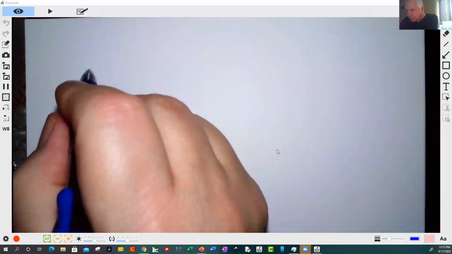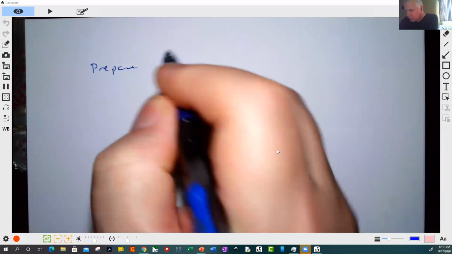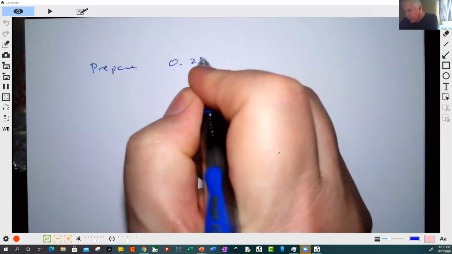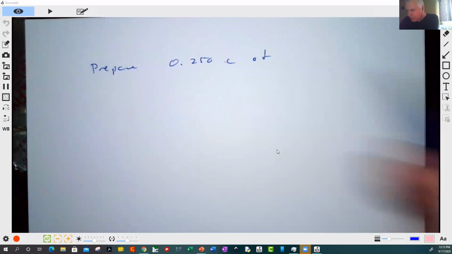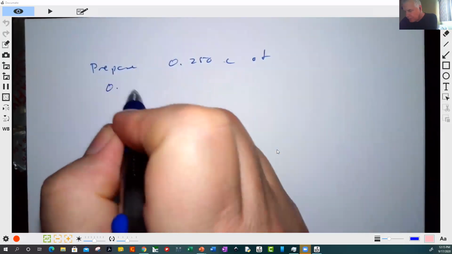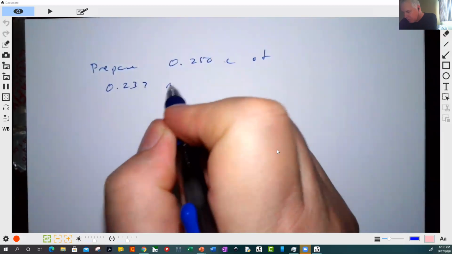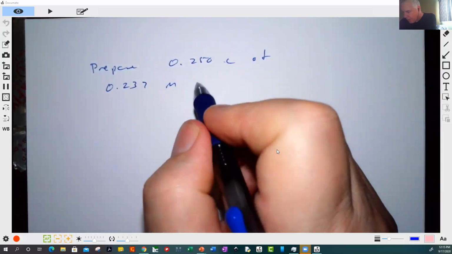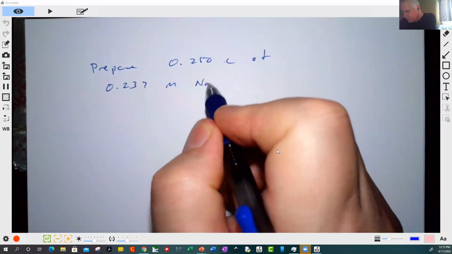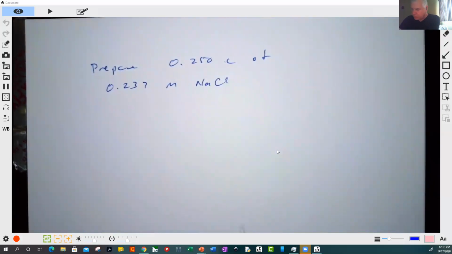Let's do some easy stuff first. Let's say that you want to prepare 0.250 liters of 0.237 molar sodium chloride. Right?